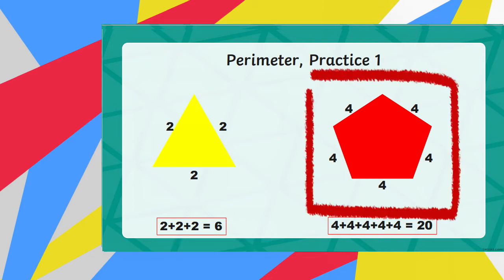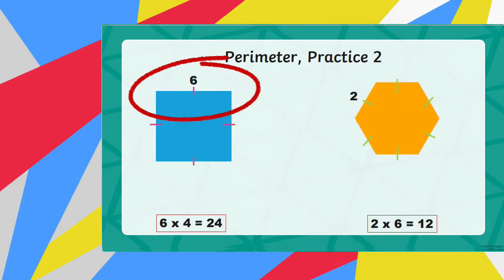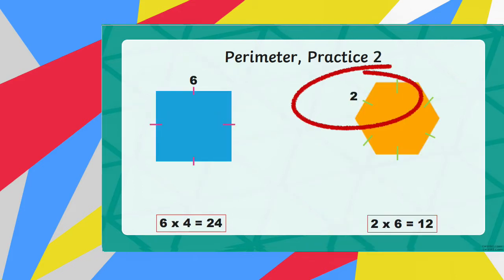In this pentagon, we're going to add the 4's together. 4 plus 4 plus 4 plus 4 plus 4. That gives us a perimeter around this regular pentagon of 20. And in this example, they only give us the measure of one side, but we see by the marks on the shape that the sides are all equal.